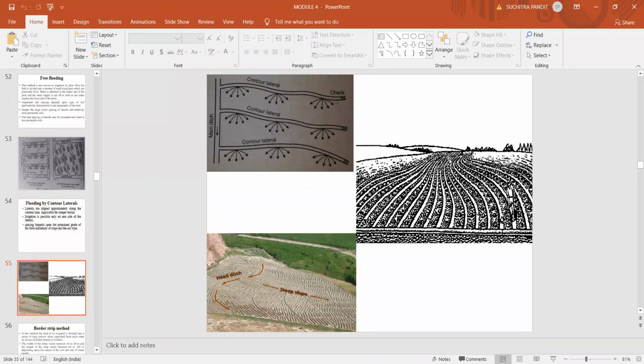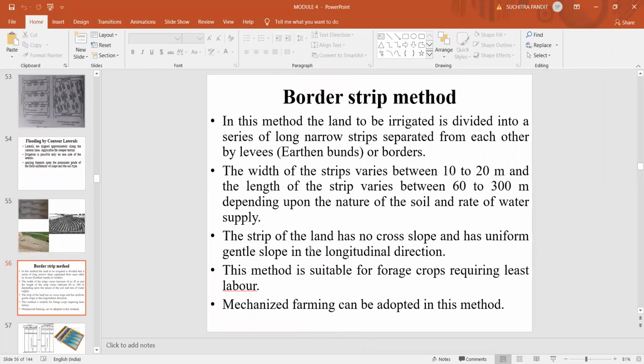So these contour laterals are nothing but earthen bunds. Earthen bunds are constructed in between the crop, and water is supplied from the higher end, and it follows the natural gradient of that plot. So here you can see a steeper slope where you have these contour laterals or bunds provided.